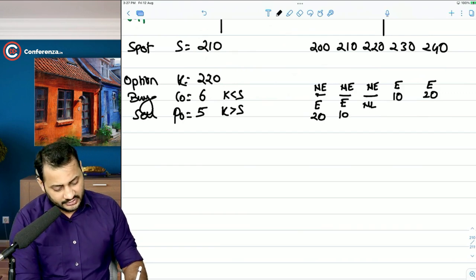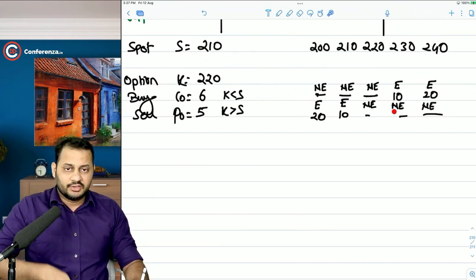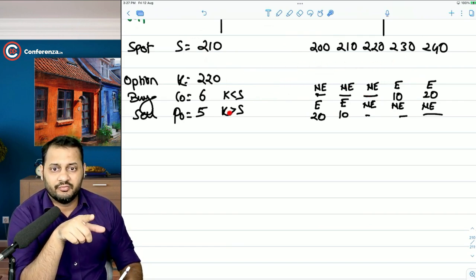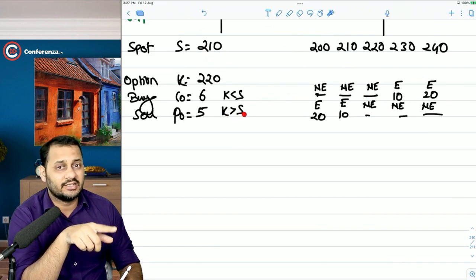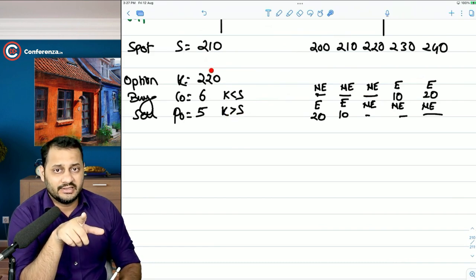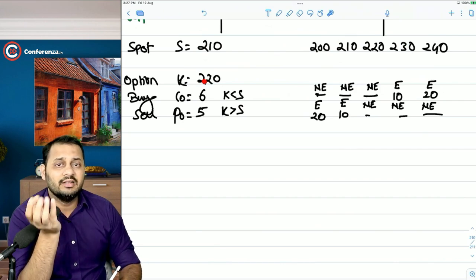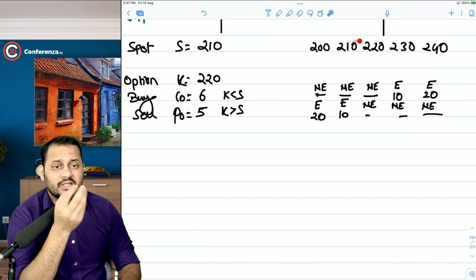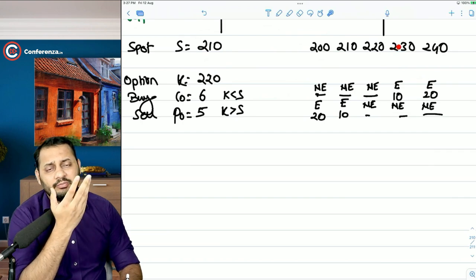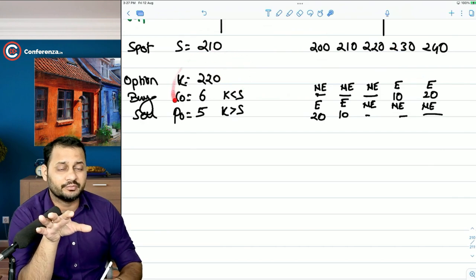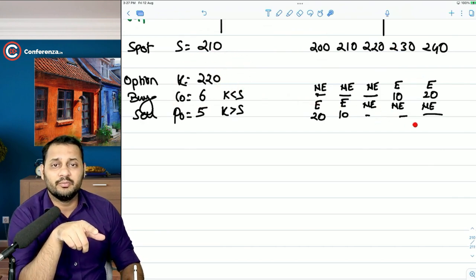In these cases you will not exercise. Now understand why. See, 220 is not greater than 230. Our condition is that K should be greater than the spot price. The selling price that we agreed should be higher, but when we compare it with 230, it is not higher. Why would we sell the asset at 220 when the market is going at 230? We can simply go to the market and sell it at 230. So we are not going to exercise this option, and if we don't exercise it, there will be no payoff.